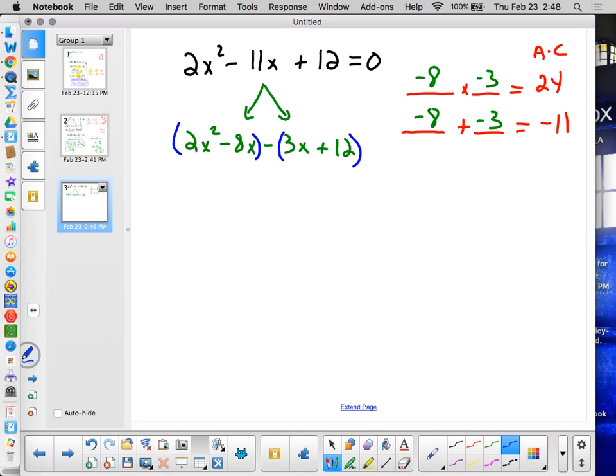Uh-oh, I grouped after a minus sign. What was negative 3x just became a positive. I have to change this sign on the inside from a plus to a minus, because I grouped after a minus sign. Remember, if I group after a plus sign, I don't change anything. It's only when I group after a minus sign that I do that.